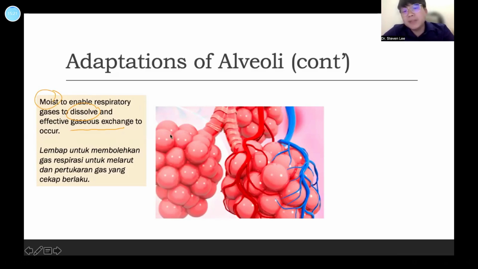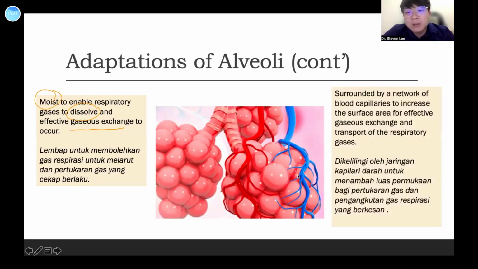Alright. The last point definitely is you can see there's a lot of blood capillaries surrounding it. Dikelilingi oleh jaringan kapilari darah. The key point is also the same: menambah luas permukaan bagi pertukaran gas. Keyword here: pengangkutan gas. Whenever you talk about blood circulatory system, it's always about transport. So the key point here is transport of respiratory gases.